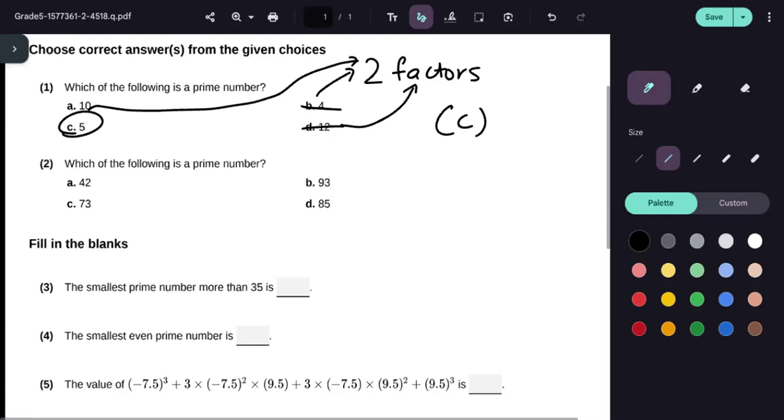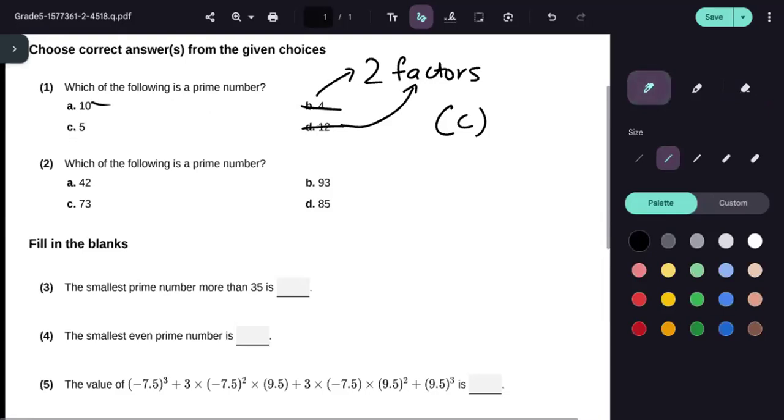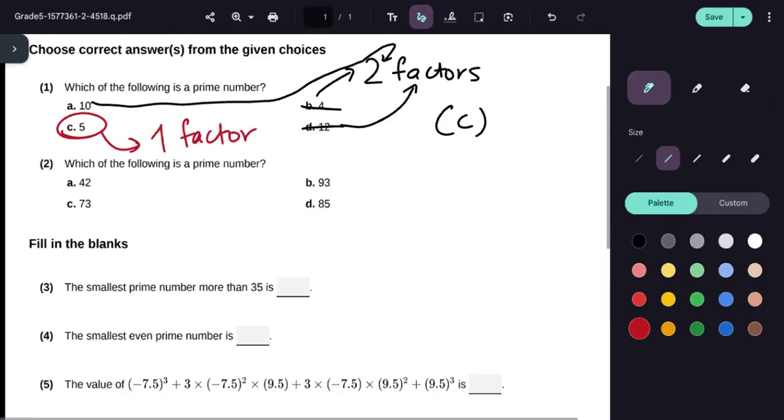The number 5 does not have 2 factors, but instead it only has 1 factor. Let me draw my arrow a bit clearer. But instead 5 only has 1 factor. Alright, next.